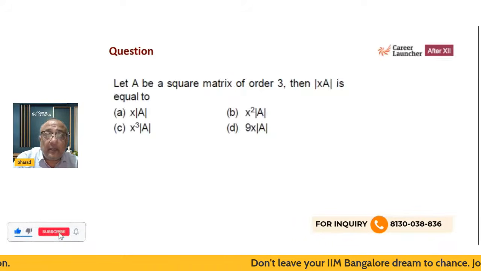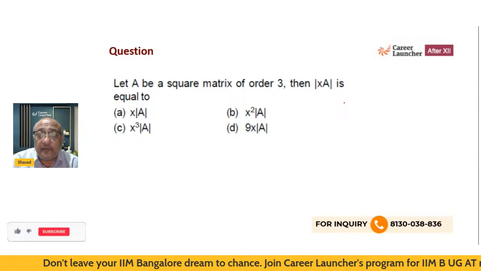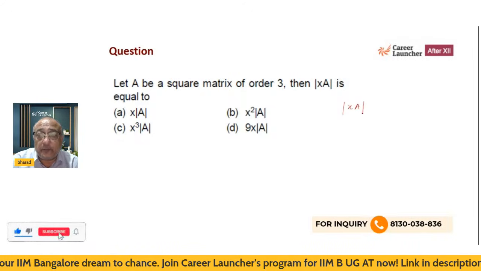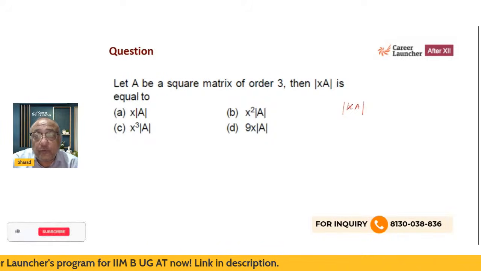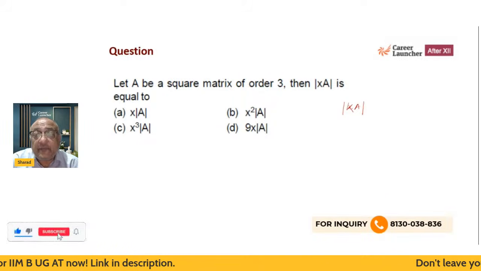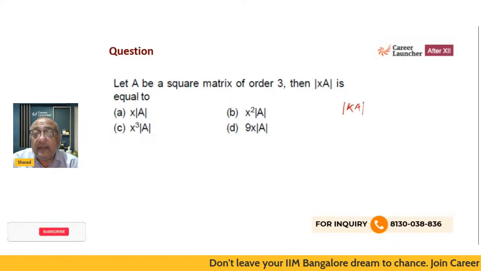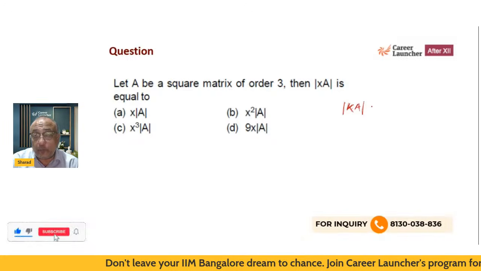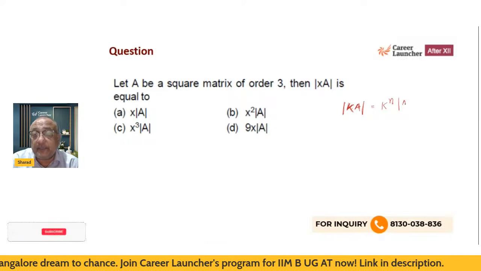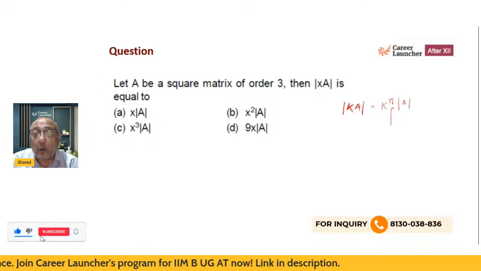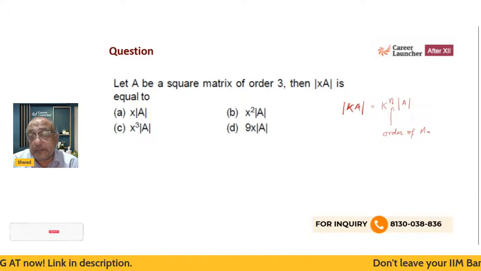Great. Now let's come to the next part. Very good intervention, very good. We could have done it like that also. For x A, the order is 3. I have told you a concept that if a matrix is multiplied with a scalar k and I take the determinant, the formula is k raised to power n multiplied by determinant of A. N is what? Order of the matrix. Very nice.